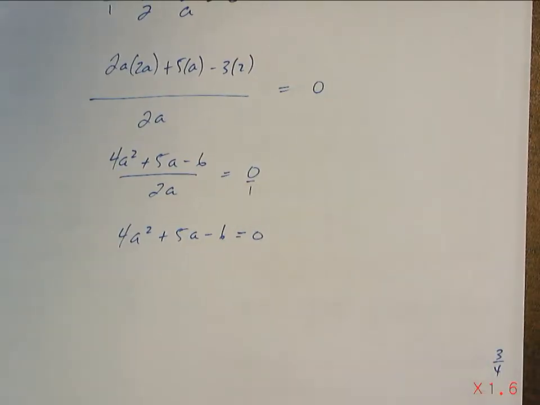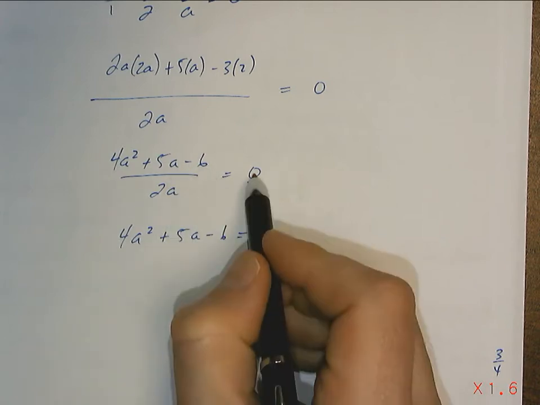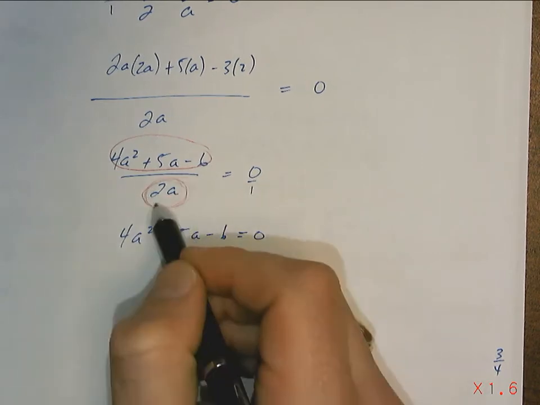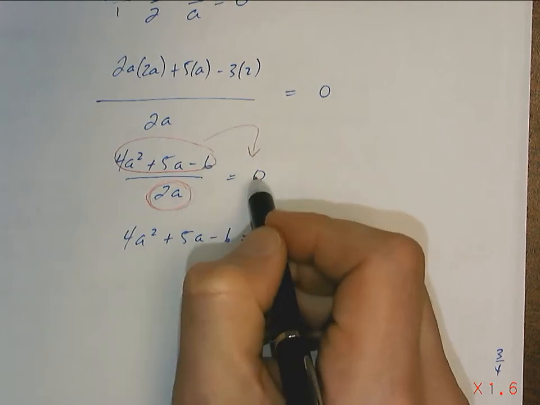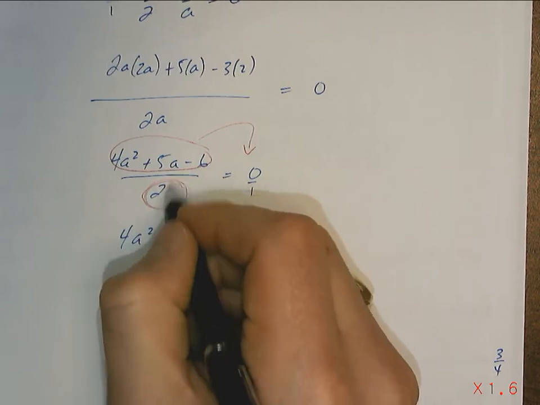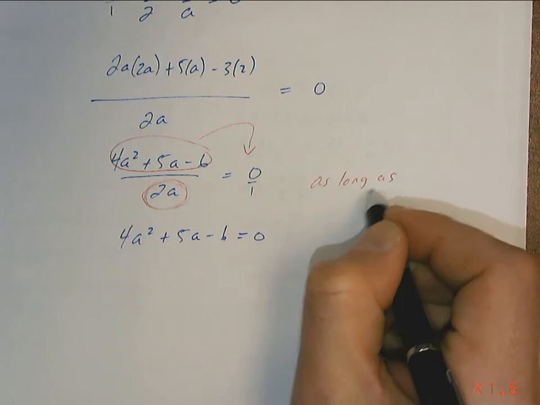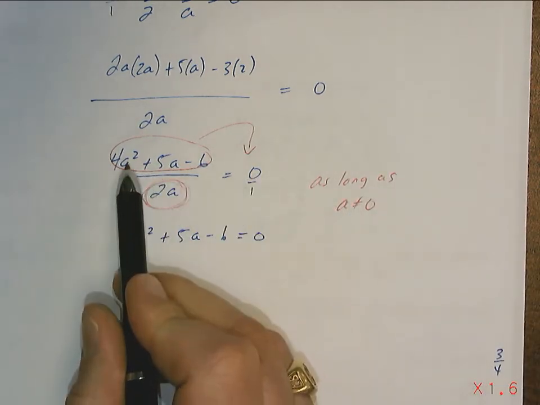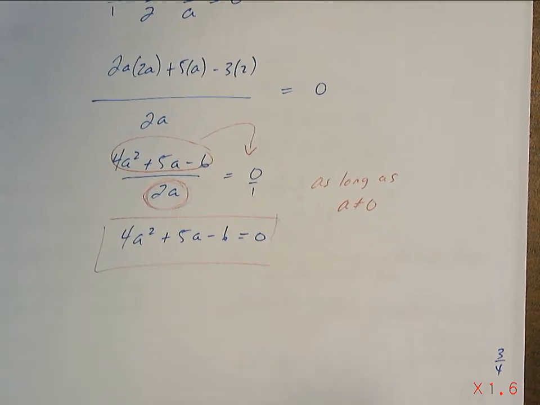The other way to do that is to look at this and say to yourself, well, the only way I'm going to get 0 is if the top is 0. It doesn't matter what the bottom is. The bottom can be any number at all as long as it's not 0, because I can't be dividing by 0. But the only way I'm going to get 0 on top is if this equals 0. So you could jump right to saying, well, the bottom doesn't matter as long as a does not equal 0. We know that the only way I'm going to get 0 here is to make 4a squared plus 5a minus 6 equal to 0. And then you would solve that.